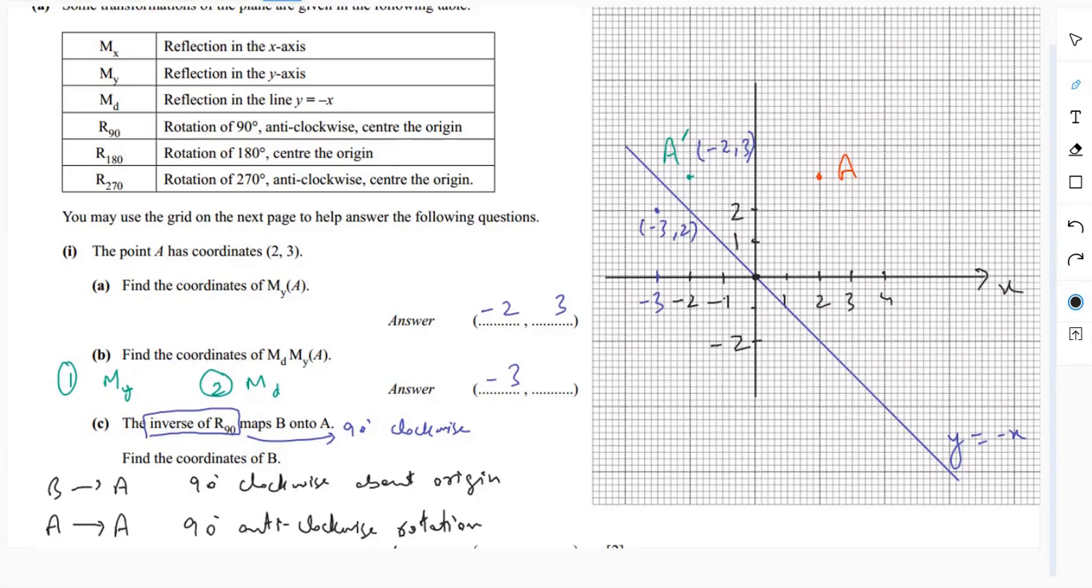Shivam, yes, you could say it's 270 degrees clockwise. Yes, that's equivalent to this. So you could also do that, yes.